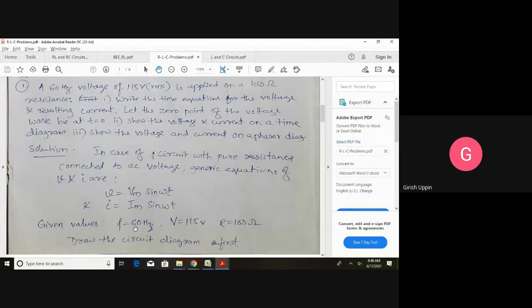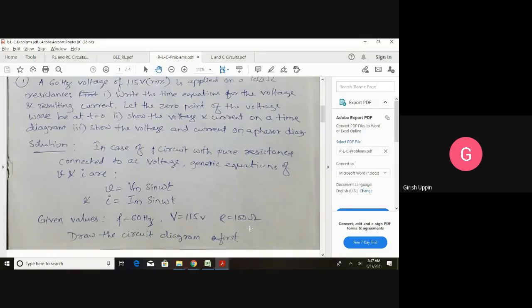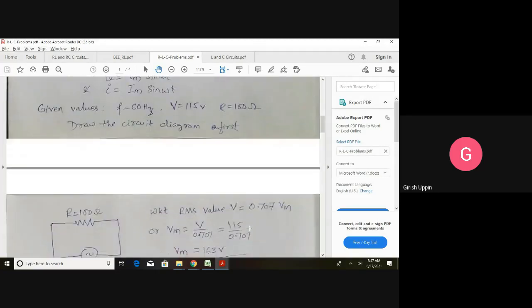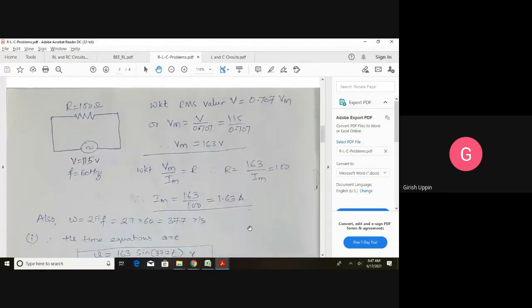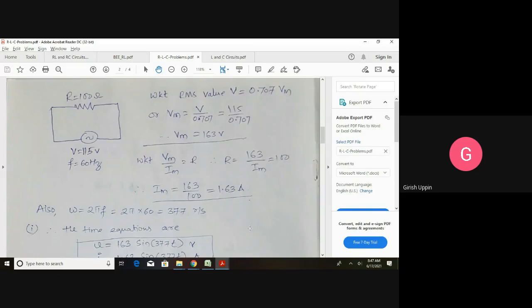Frequency is given, f is equal to 60 hertz. Capital V, you have to remember, is an RMS value. Capital V is equal to 115 and R, resistance, is equal to 100 ohm. Then the first thing you have to do is draw the circuit diagram. Always remember, the first thing you have to do is draw the circuit diagram. Then things will become very clear, and represent all the values on the circuit diagram.